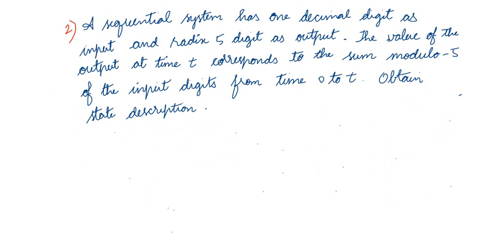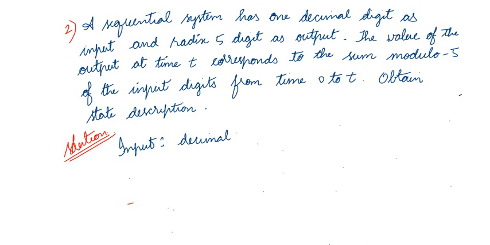A sequential circuit has 1 decimal digit as input and a radix 5 digit as the output. The value of the output at time t corresponds to the sum modulo 5 of the input digits from time 0 to t. Obtain the state description. Okay, so that is the question. Now we move to the solution. What is the input? Input is decimal.